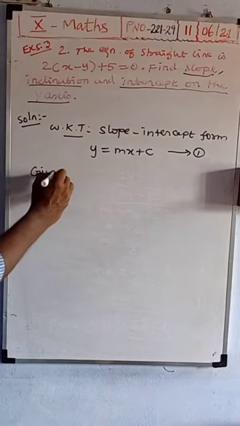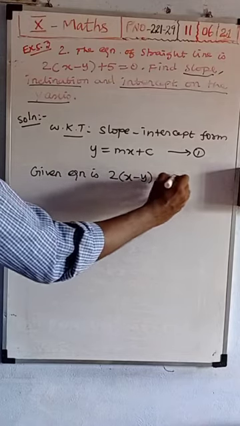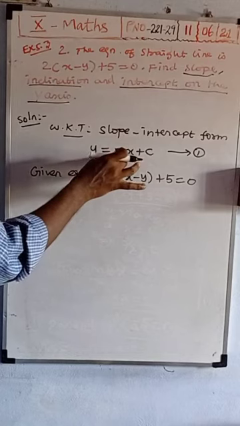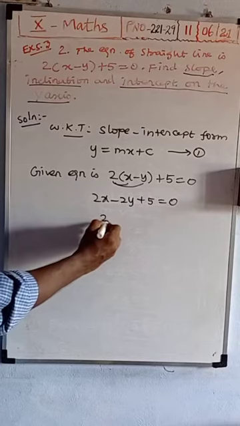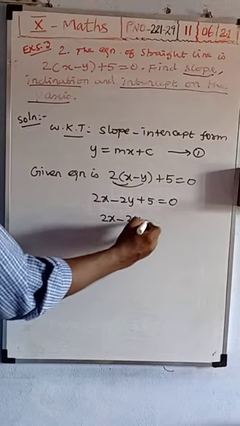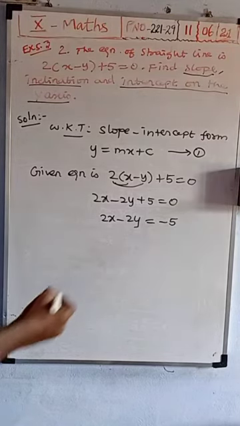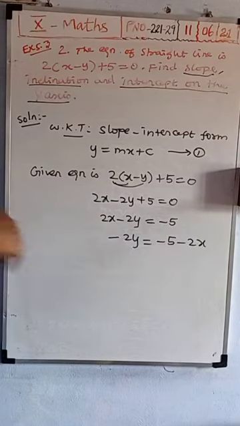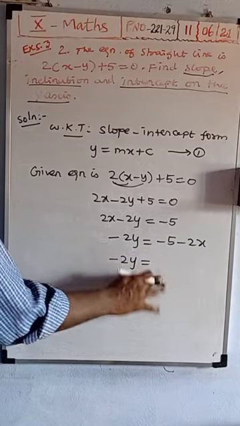The given equation is 2(x - y) + 5 = 0. First multiply the 2 inside, because we should change this equation into this form. Then 2x - 2y + 5 = 0. Now 2x - 2y = -5, as the +5 goes to that side as -5. Next, -2y = -5 - 2x, so bring x to that side as -2x. Now see here, -2y equals this. What is common? The minus is common in both.